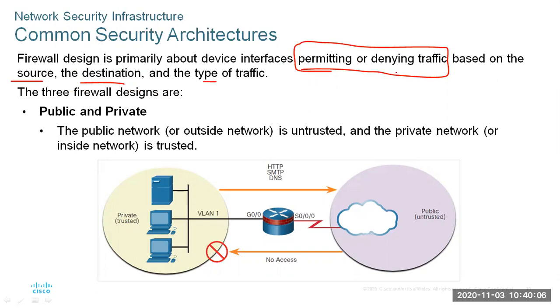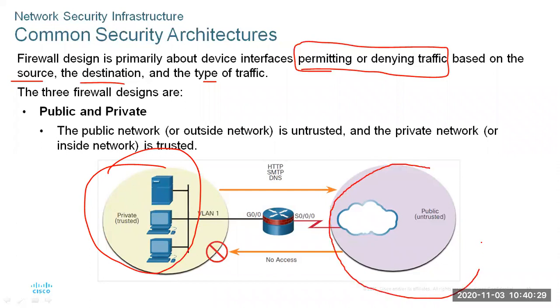Now, the public network, which is like your outside network, is usually untrusted, and the private network or the local network is trusted. So, for instance, this is your LAN. You trust your LAN because you are the one that manages it. This is your WAN. This is what is coming in from the internet. You don't trust it because you don't manage it entirely. So what do you do?